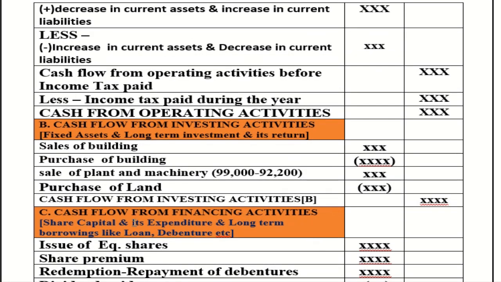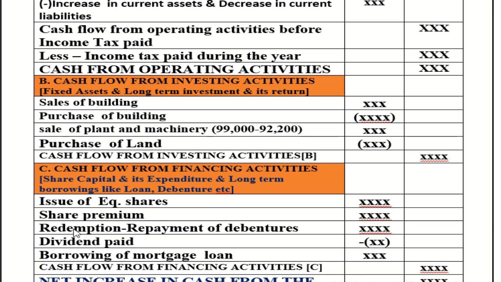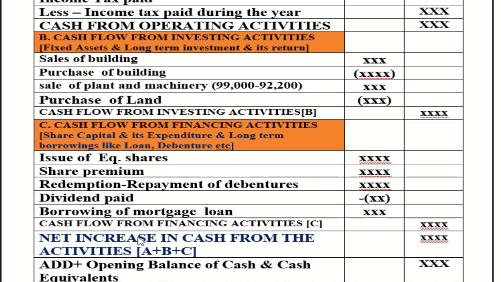Then next, the third one, the cash flow from financing activities. While calculating this, you have to see the share capital in the balance sheet and its expenditure like dividend paid, and long-term borrowings like bank loans, debentures, etc. You have to see it in the balance sheet. Next, like issue of shares, share premium, redemption or repayment of debentures, dividend paid, borrowing of mortgage loans, bank loans, etc. This is called the cash flow from financing activities.